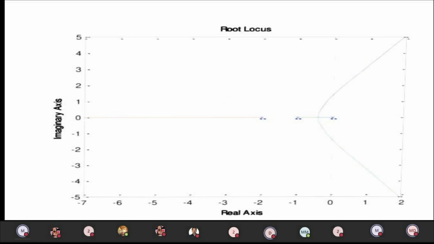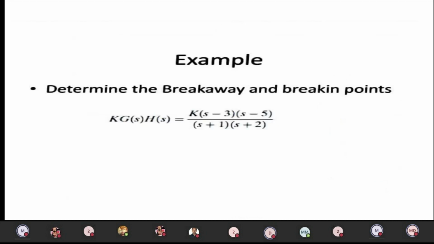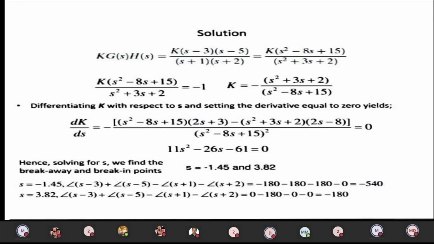Okay, similarly, this is the MATLAB result for this problem to obtain the root locus. Similarly, you can do this for all the examples; you can take different kinds of difficult transfer functions. You can also determine each step separately, like how to determine the breakaway point for a given transfer function.